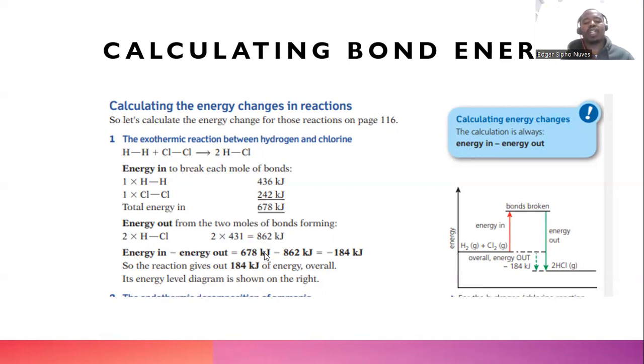Then we find the total energy change in the reaction by taking the total energy in minus the energy out. The total energy in is positive, plus the energy out, which has a negative sign, and then we get minus 884 kilojoules. Since it's negative energy, we know this means the reaction is exothermic and energy is being released.